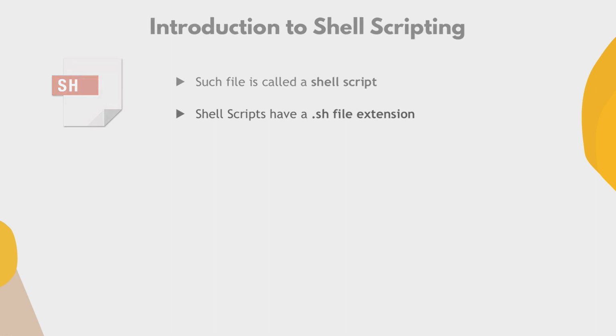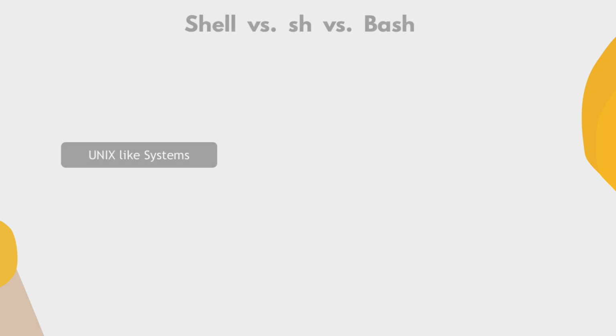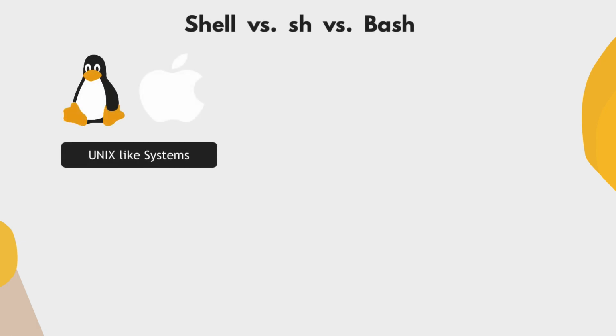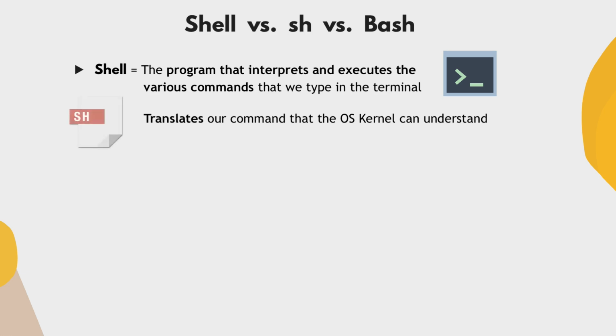Now, when we're talking about shell scripts, what is shell and why do we call a file with a bunch of Linux commands a shell script? On Unix-like systems, which includes Linux and macOS, shell is a program that takes commands that you type in the command line interface and translates them to instructions that your operating system kernel can understand. So it's a command interpreter and an interface between the user and the kernel. So the file that has a bunch of shell commands that the shell program can convert into instructions understandable for kernel is a shell script.